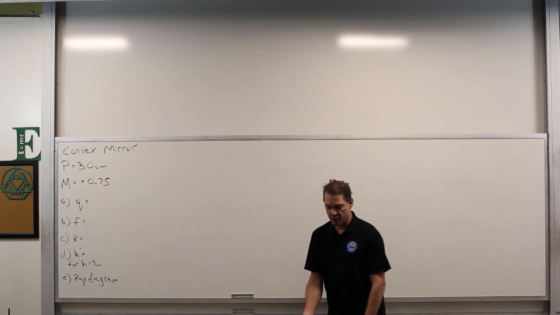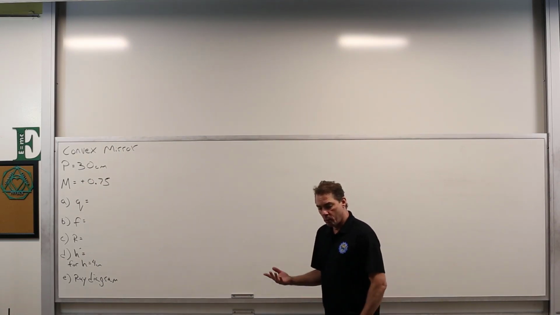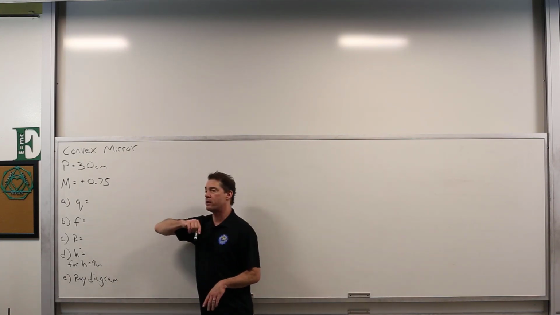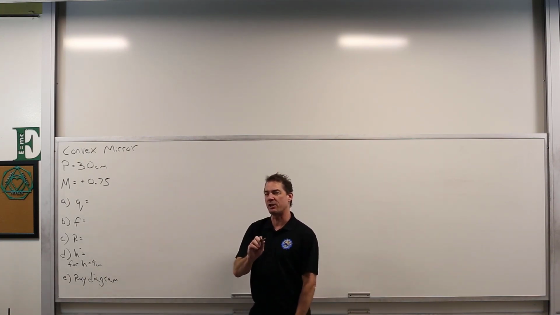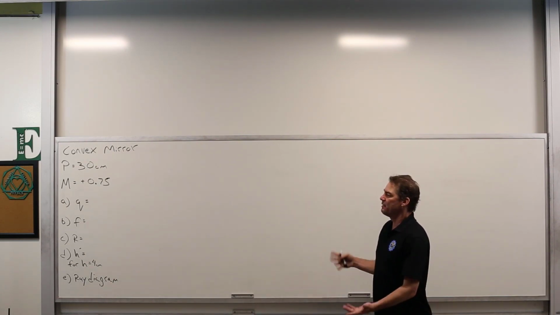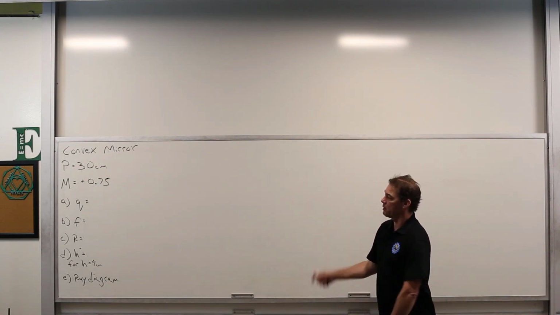Okay, so we've got ourselves a convex mirror. We're told where the object is placed, an object distance of 30 centimeters from the mirror, and we're just given the magnification being positive 0.75. So let's just go through the questions and answer them up.